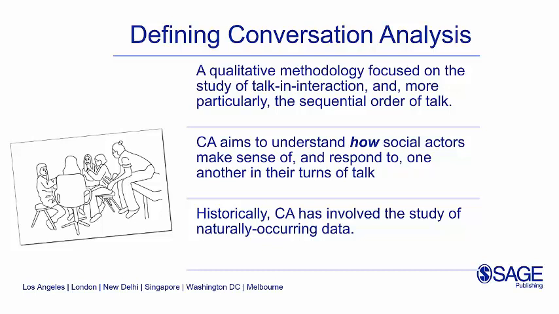So what is CA? At its core, CA is a qualitative methodology that focuses on talk in interaction. More particularly, it's helpful to keep in mind that CA attends to the sequential order of talk. To put that more simply, we can think about CA as aiming to understand how social actors are making sense of and responding to one another in their turns of talk, in their conversational turns, that is.